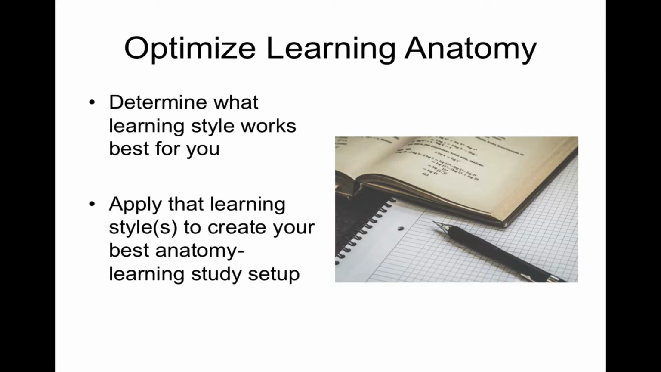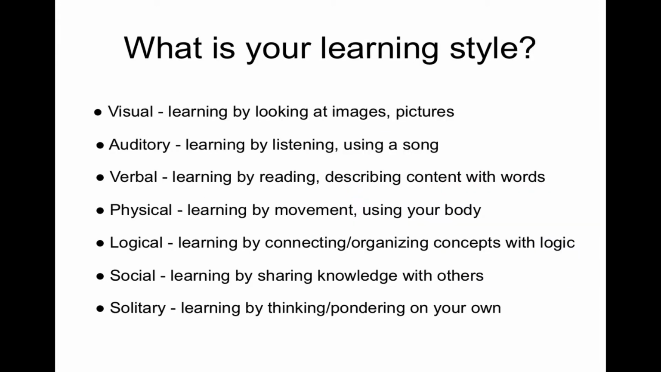So you need to determine what learning style works the very best for you. You may have a primary learning style, and then you might have a secondary learning style. But what is your primary learning style? That's the key thing to figure out to learn anatomy well. Then you're going to use that primary learning style to apply it to how you study, how you approach the classroom, and tweak your behaviors, your studies, your tools, whatever you need to do to learn anatomy well. So what is your learning style? That's the key question to answer.